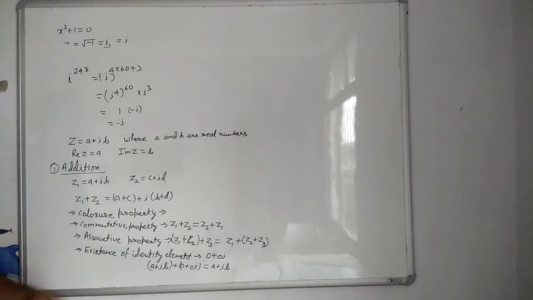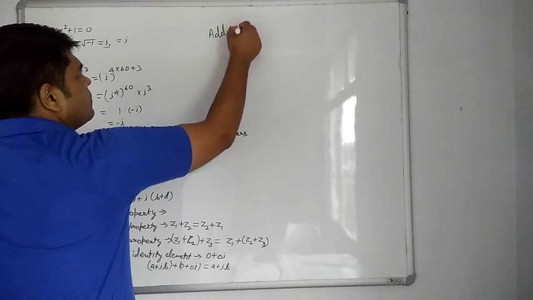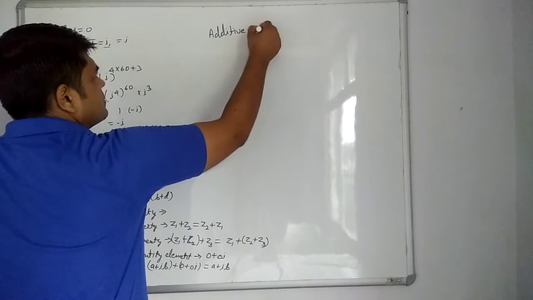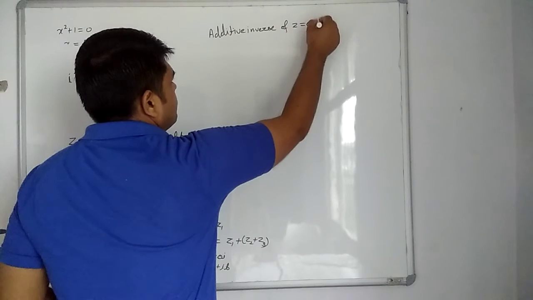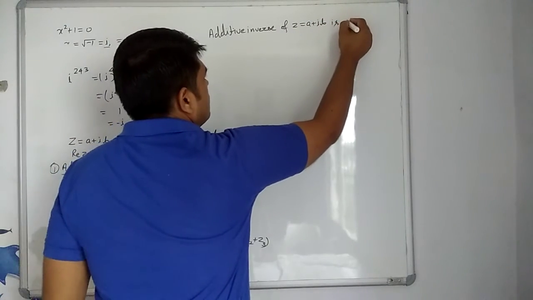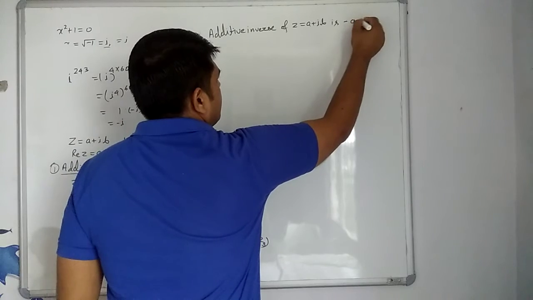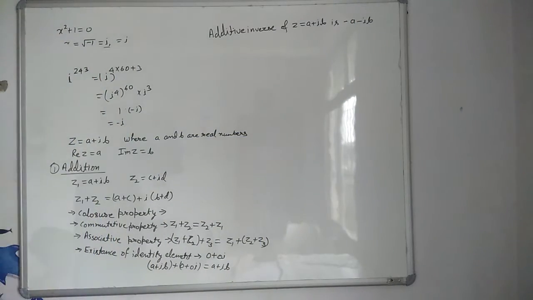When the identity element exists, the inverse must exist too. When identity element is there, inverse must be there. So the additive inverse of a complex number z equals a plus iota b is minus a minus iota b. For any complex number a plus iota b, minus a minus iota b is its inverse.